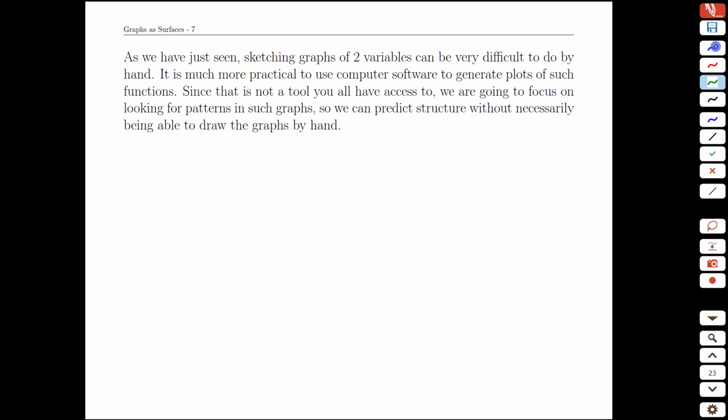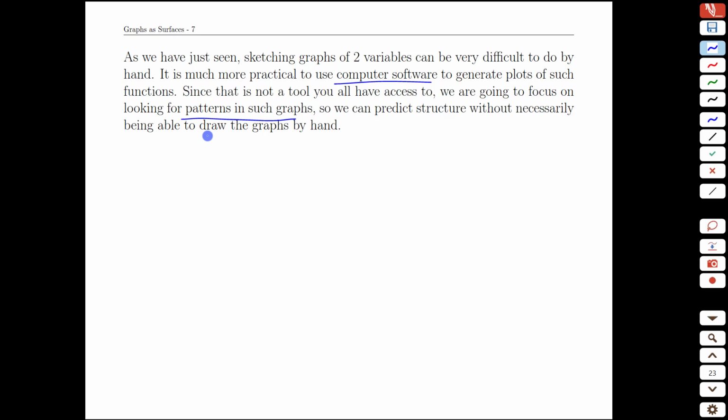So what do we do about that? Well, in practice, we typically try to use computer software to generate plots of these kinds of functions. And because you won't have access to computer software on tests or exams, what we would like you to do is focus on the patterns in those kinds of graphs, where we can predict the structure without necessarily being able to draw them by hand.